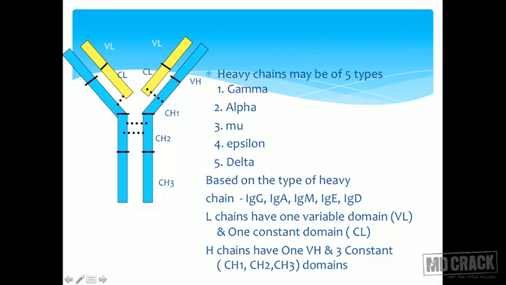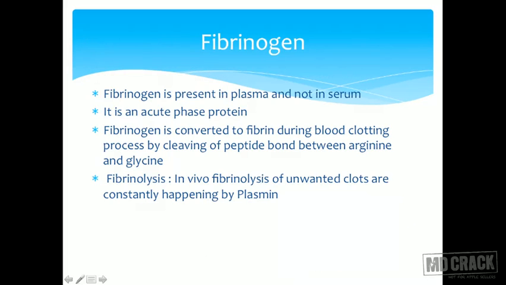Now, depending upon the heavy chains, we have types like IgG, IgA, IgM, IgE, IgD. We will be learning more about this in microbiology and in immunology. This is just to show that different domains are present in each of these immunoglobulin chains.